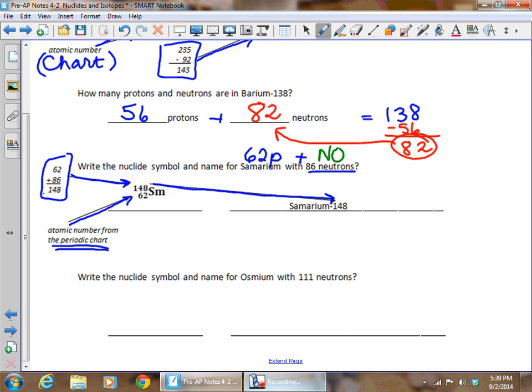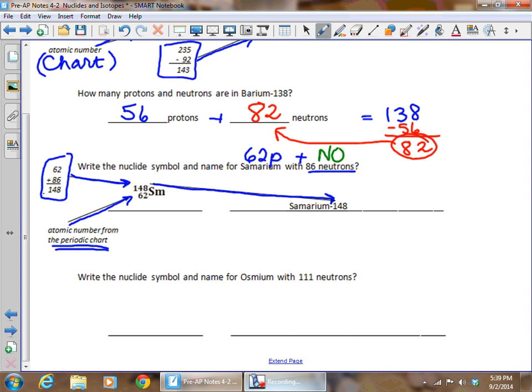So with that information, see if you can do that last problem real quick, osmium with 111 neutrons. Pause it and see if you can do it on your own. Well, once again, is that 111 ever going to show up on any part of the nuclide name or symbol? No, it's not. We're going to need to use it, but it's not going to show up.